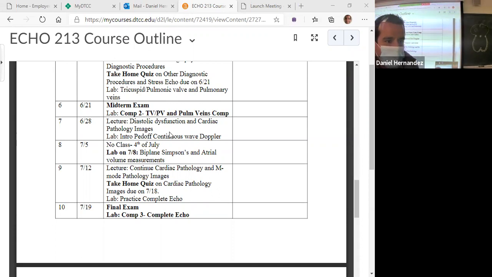Week 7 in lab, we'll introduce our non-imaging PDOF probe. So we'll get our hands on that, play around with that.